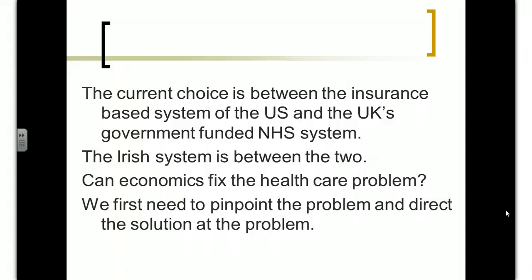If you're a private patient and you want to see the consultant, you might be able to see him tomorrow. If you need the operation, you can get it next Tuesday. If you need the treatment, it'll be done within a couple of weeks. So a huge difference between the access to treatment of both.